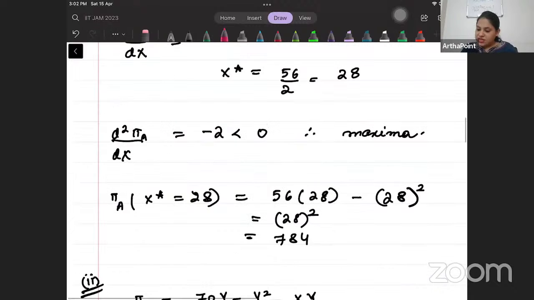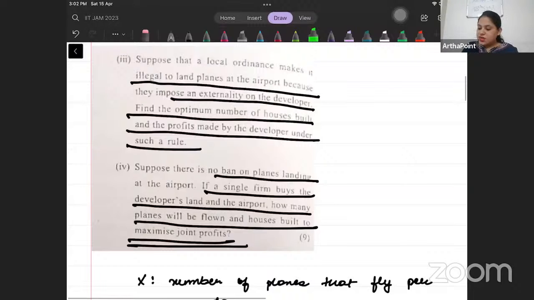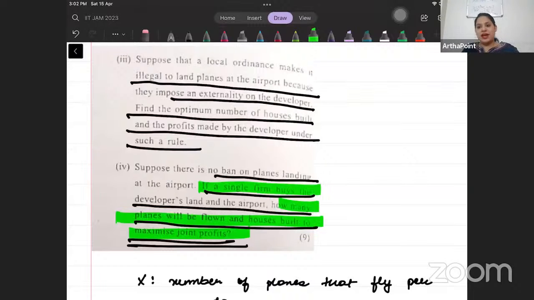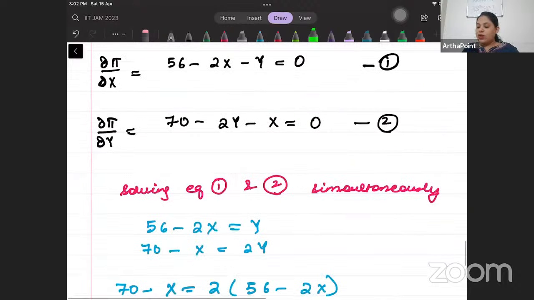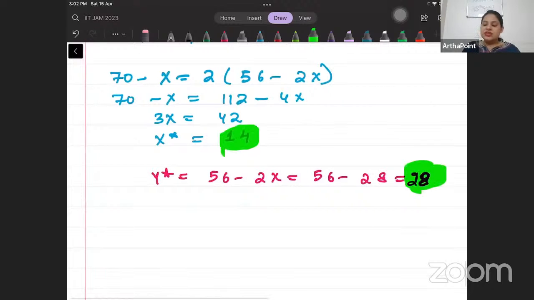Have they asked us to find maximum profit also in this case? No. They've just asked us if there is a single firm, then how many planes will be flown and houses built to maximize joint profit. So you will be building 14 planes and 28 houses to maximize joint profit. This completes question 1 of the past year 2022 intermediate micro part 2 paper. You're supposed to do all past years before you sit for your exam. Over the next few sessions, I will be solving some more questions with you.